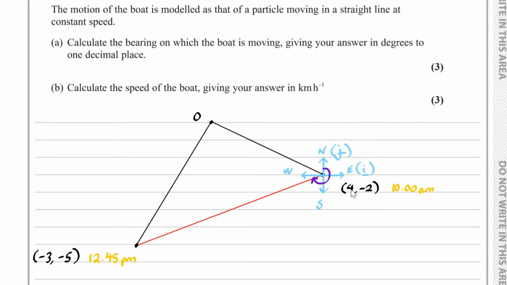Going from 4 to the minus 3, we move 7 units in the west direction. And to go from the minus 2 to the minus 5, we move 3 units in the south direction. So let's add this to the diagram.